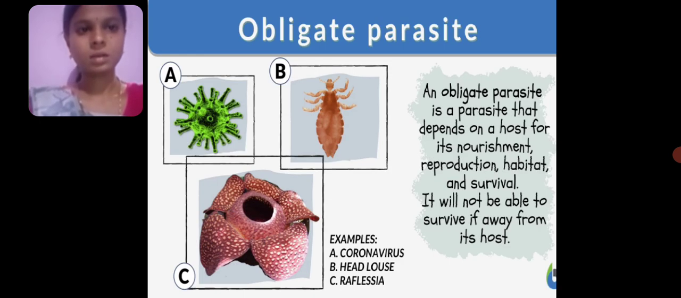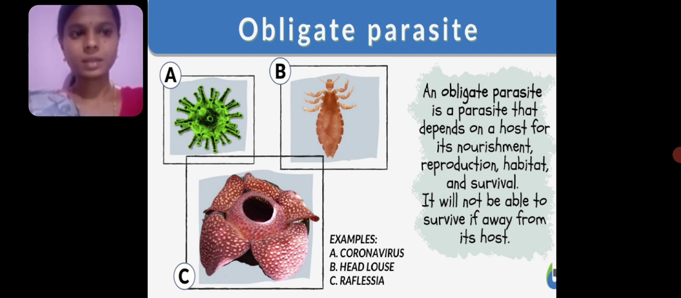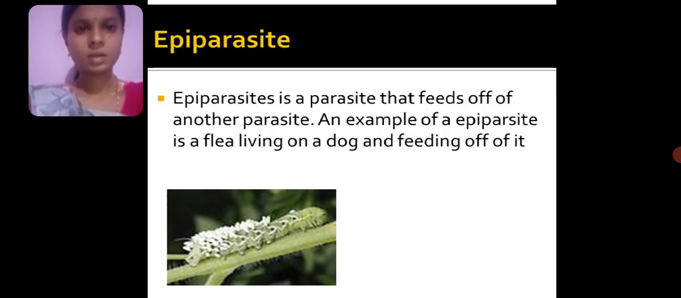Next, explain umbilicate parasites. An umbilicate parasite is a parasite that depends on the host for its nourishment, reproduction, habitat and survival. It will not be able to survive away from the host. Define epiparasite. An epiparasite is a parasite that feeds off of another parasite. An example is a flea living on top, feeding off of it.